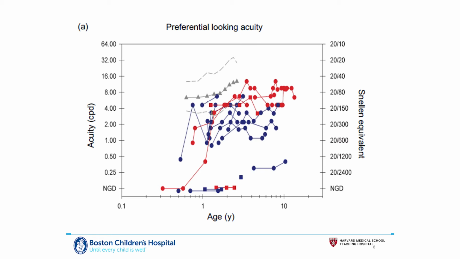Adjusting for age of visual maturity of 4 years and sex, the mean preferential looking visual acuity for patients with independent or assisted mobility was 5.1 cycles per degree higher than in patients without mobility. One outlier, the red line at the bottom, is a male with mobility with no response to preferential looking tests.